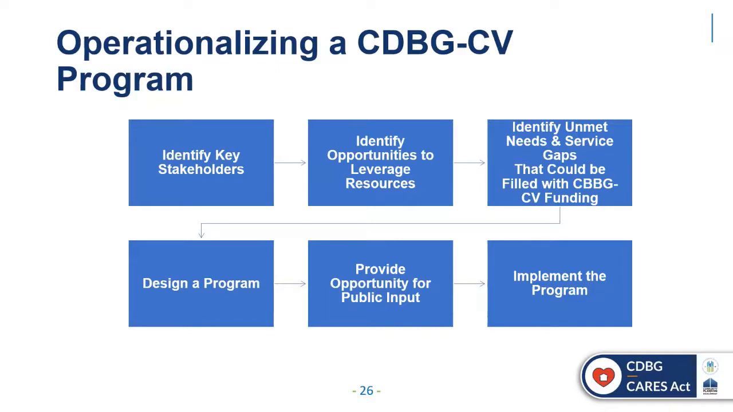For this reason, it's important to engage some key stakeholders and learn how other CV resources, including those that were allocated under the American Rescue Plan, are being deployed. This not only prevents a duplication of efforts, but it supports the targeting of your CDBG-CV funding where there may be additional needs or programmatic gaps.